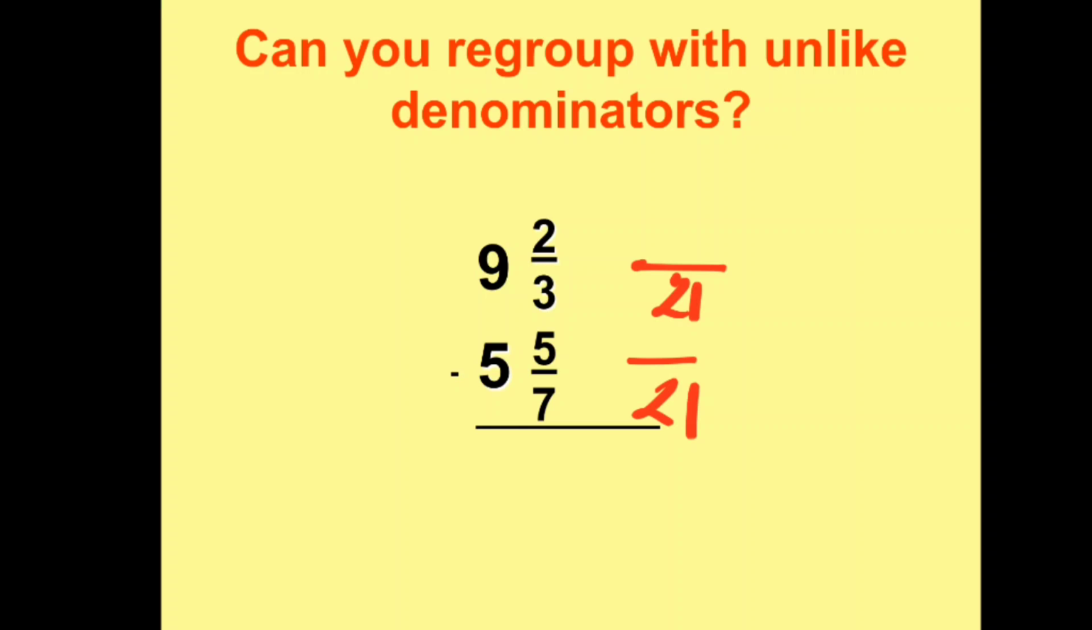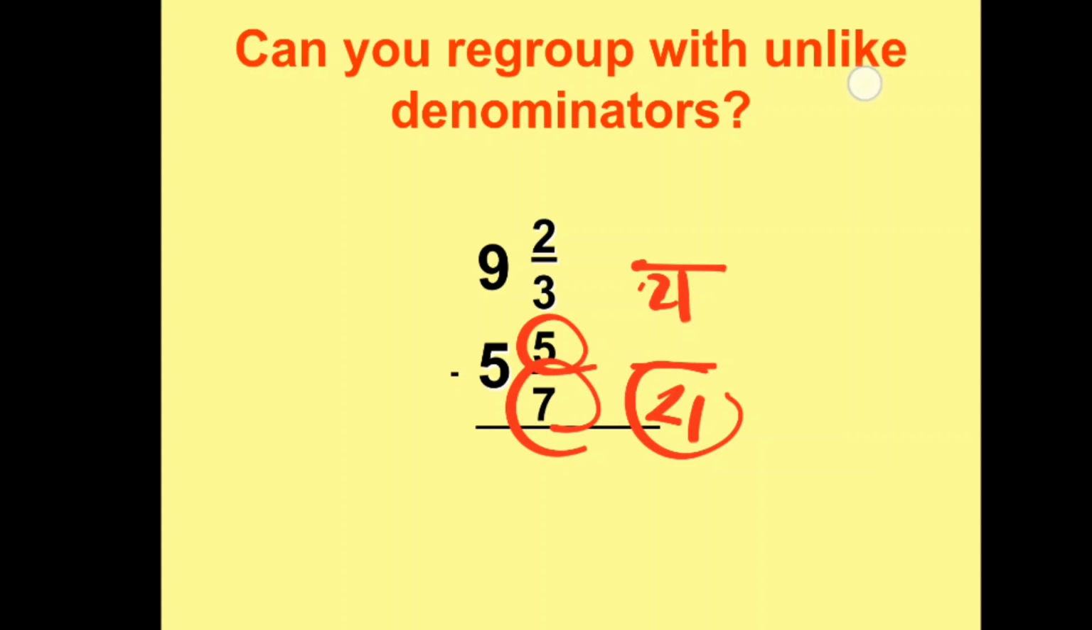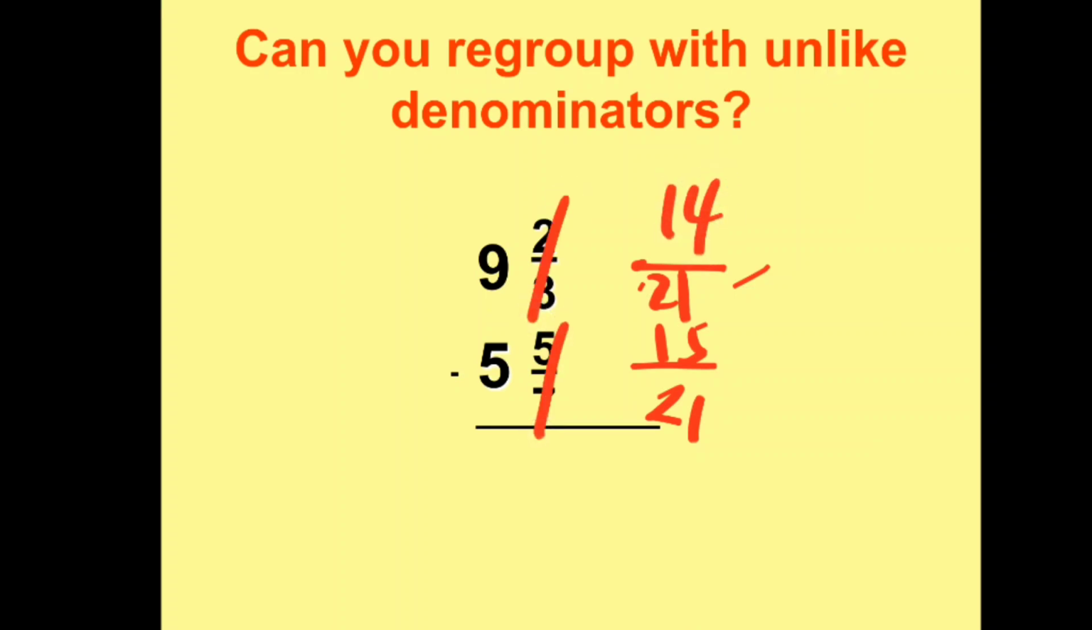And then, since you have LCD 21, what are you going to do next? You just have to make an equivalent fraction. So 21 divided by 7 is equal to 3, times 5, it is equal to 15. So you will write there 15. Next, you have 21 divided by 3, it's 7. 7 times 2, the answer is 14. And then cancel now the fractions that you have there.